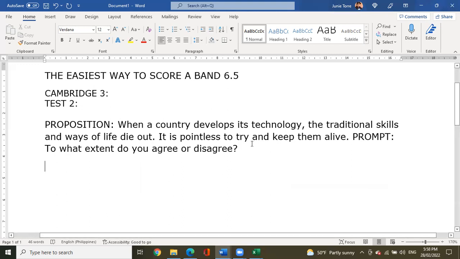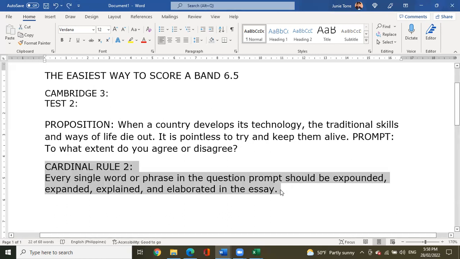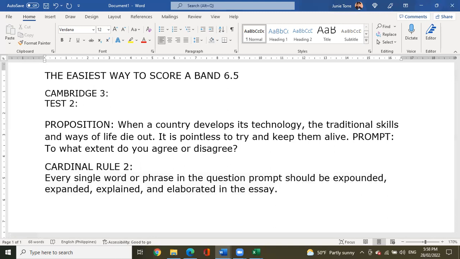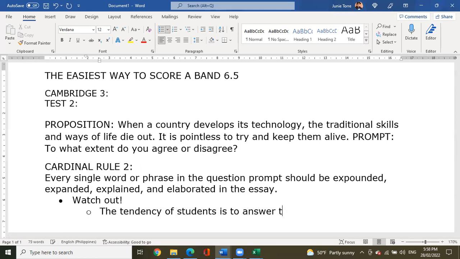And for sure, the answer is cardinal rule 2. Now, the tendency of students, wait, let's put back cardinal rule 2. Watch out. The tendency of students is to answer a question prompt directly in an essay. Guys, when you do that, that's band 6.